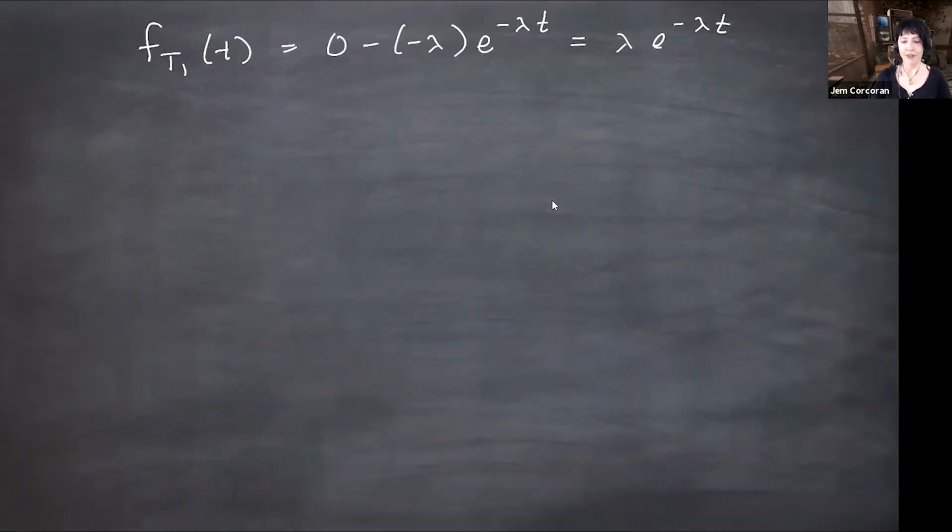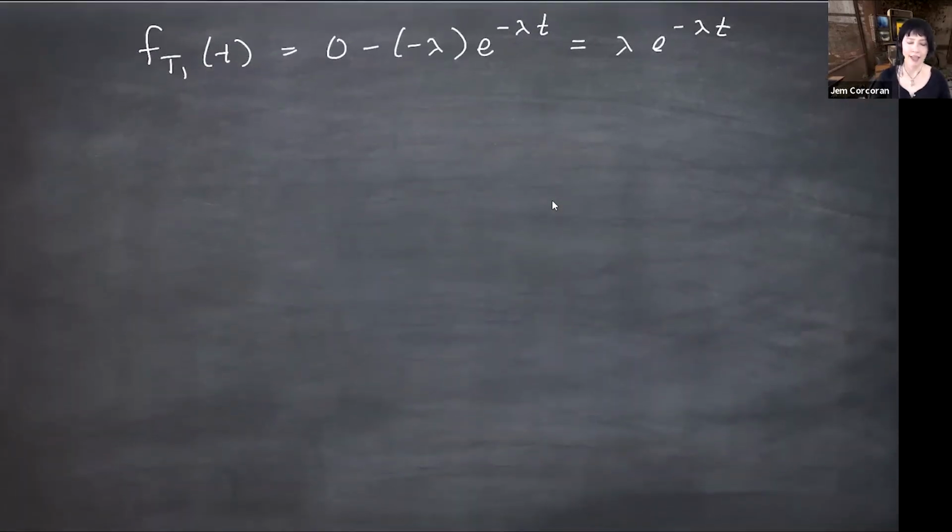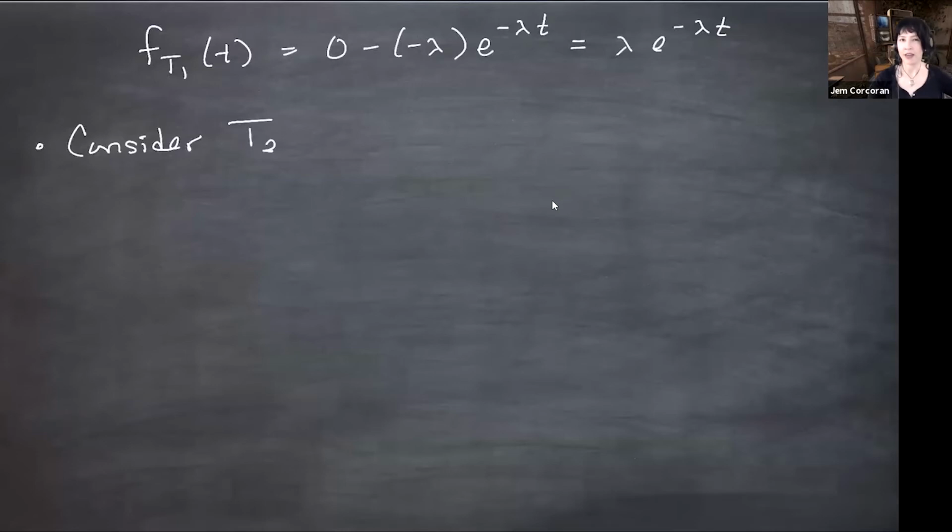Let's go for T2, and then I'm just going to say dot, dot, dot. I want to show two things. One is that T2 is exponential, and the other is that it's independent of T1. So now I'm going to consider T2, which is not the second arrival time. It is the second inter-arrival time.